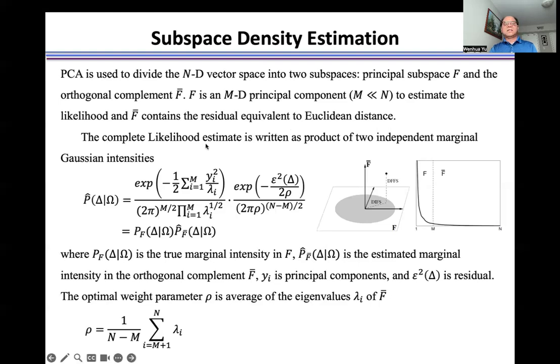The complete likelihood estimate is written as a product of two independent marginal Gaussian densities here, where PF is the true marginal density in F. P hat F bar is the estimated marginal density in the orthogonal complement F bar. Yi is the principal component, and epsilon squared is the residual. The optimal weight parameter mu is the average of the eigenvalues lambda i of F bar here.